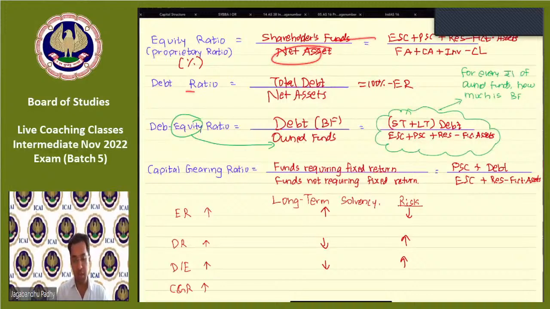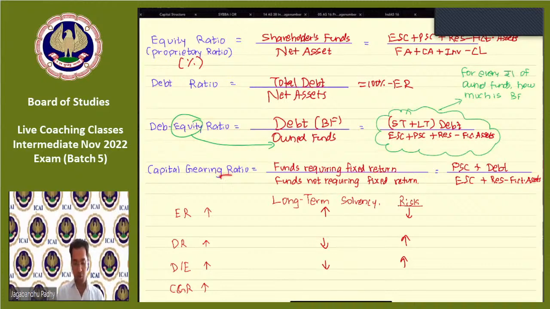Debt ratio indicated what proportion of net assets is funded by the debenture holders. Debt equity ratio was the ratio between the debt and the owned funds, that is, owned funds and the borrowed funds. And capital gearing ratio was indicating what level of gearing we are having in the business of our entity.